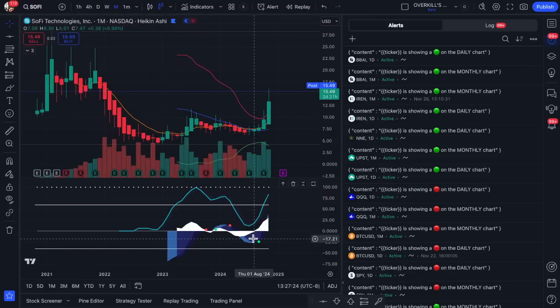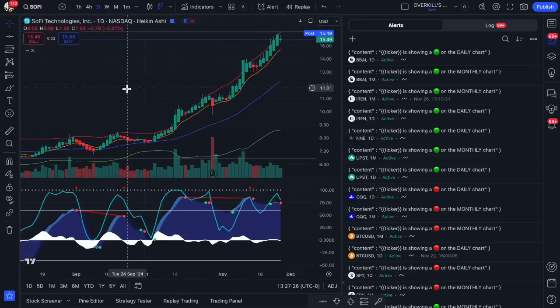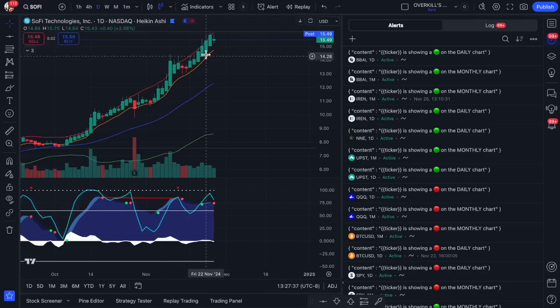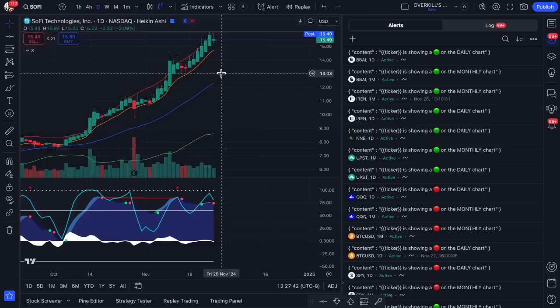SoFi is green on the monthly. This thing's had a monster move. I would love to see a pullback into the 30 EMA. This one is definitely on the blue list. The blue list are the ones we're looking for the pullback on the daily. So when the stochastic gets back down to 0 on SoFi, I think that's going to be an excellent place to enter. That's going to be right down there around probably $13 if it happens.